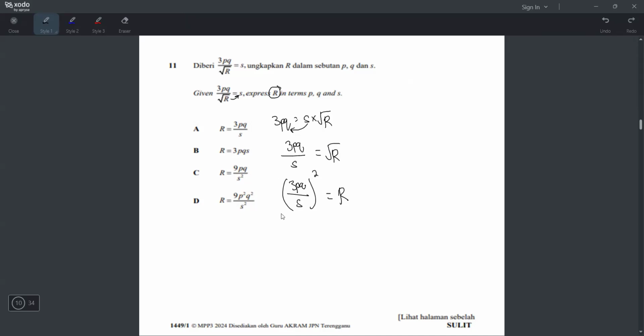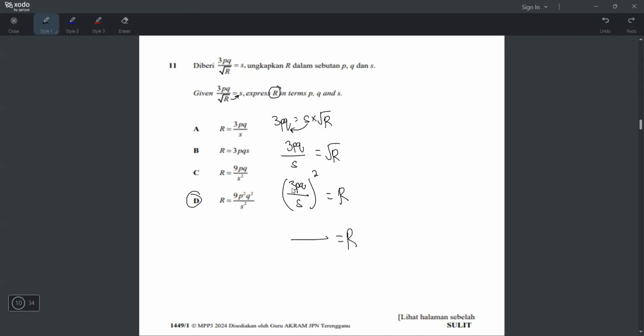Okay, let's look at A, B, C, D and see ada jawapan yang macam ni tak. So A wrong because tak ada square. B also wrong. So it's either C or D, right? So I think the answer is D. Okay, let me tell you why. If you look at A, B, C, D, tak ada jawapan means they want you to square lah, right? They want you to square.